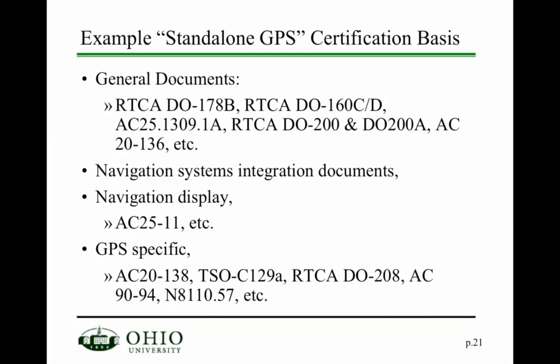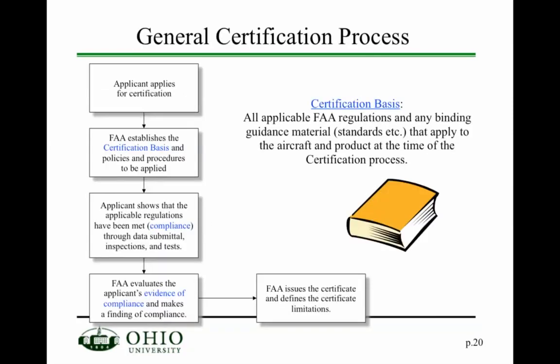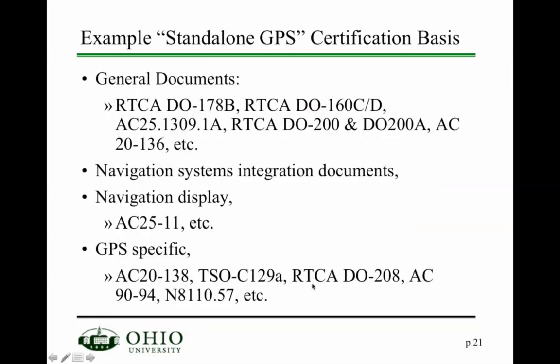Now, if you look at the certification basis that the FAA put together, as I said before, it consists of FAA regulations, but also some other binding guidance material, like RTCA documents, for example, and this is a standalone GPS example, advisory circulars, TSOs, integration documents, other requirements documents, a whole ton of documents that are out there that are related to actually applying this standard, making a standard GPS box as a box that goes on the airplane.